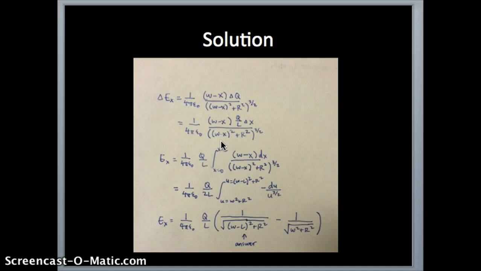Now, since this is the change in the electric field, we must find simply the electric field. So we take the integral, and the bounds would be x equals 0 and x equals L. Now to simplify the integration, we substitute u equals (w minus x) squared plus r squared, making the integration easier, which results in the final form as indicated here.